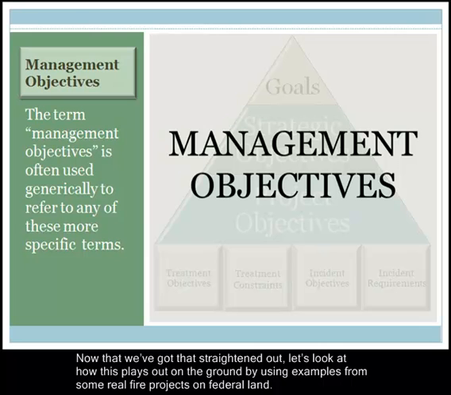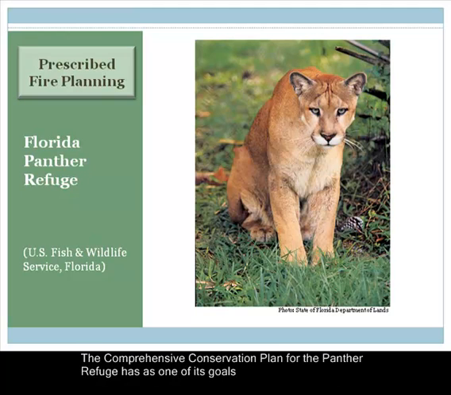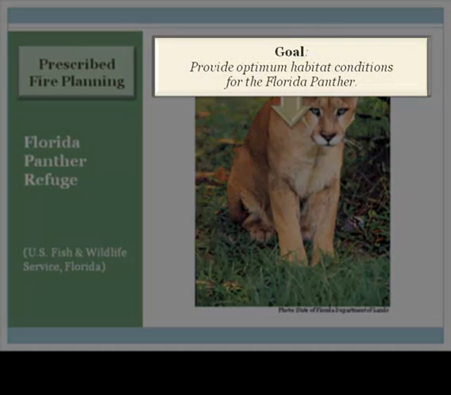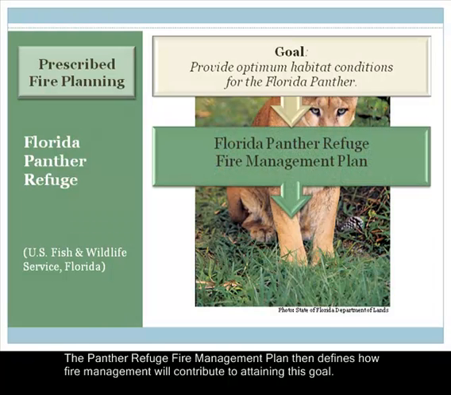Now that we've got that straightened out, let's look at how this plays out on the ground by using examples from some real fire projects on federal land. We'll look at the planning process for prescribed fire using a burn project at the Florida Panther Refuge. The Comprehensive Conservation Plan for the Panther Refuge has as one of its goals provide optimum habitat conditions for the Florida panther. The Panther Refuge Fire Management Plan then defines how fire management will contribute to attaining this goal.